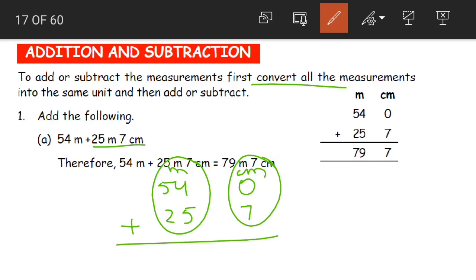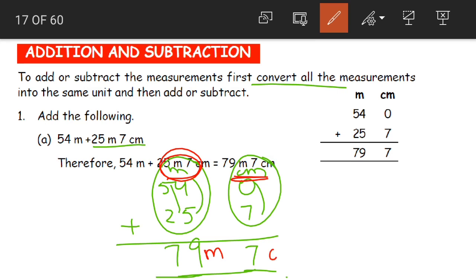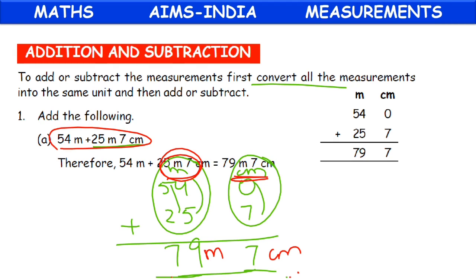Now after writing, we have to simply add: 0 plus 7, 7; 4 plus 5, 9; 5 plus 2, 7. So 79, how will we read this answer? We got our 79 from the meters column, so 79 meters, and we got 7 from the centimeter column, so 7 centimeters. 79 meters and 7 centimeters. This is the sum of the given two units of measurement. I hope this is clear children, how to add.